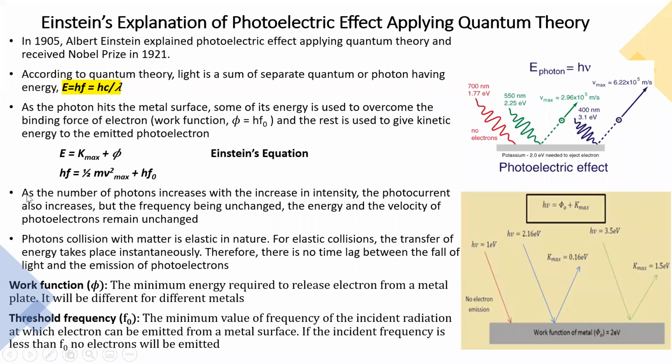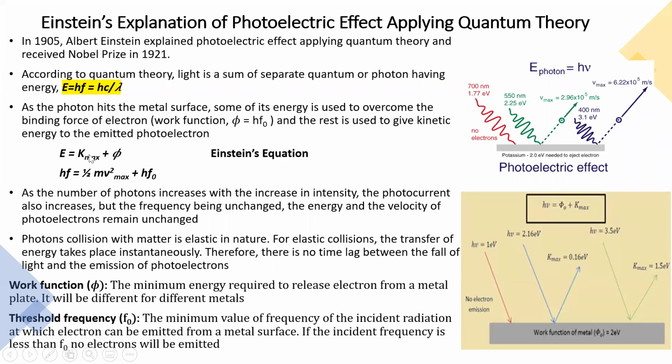Now, this part explains why there is a threshold frequency and why the kinetic energy of the electron depends upon the frequency. As the frequency increases, what happens? The energy of the photon is more, so it can provide more kinetic energy. So the kinetic energy of the ejected electron depends on the frequency. That part is also explained by Einstein's equation.